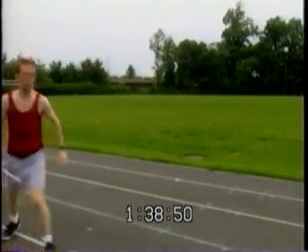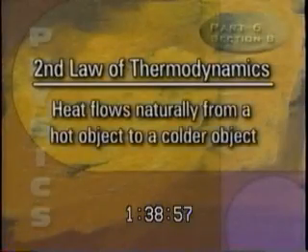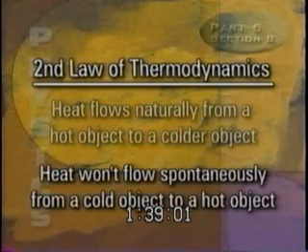Heat energy flows from the hotter object to the colder one. The second law of thermodynamics says that heat flows naturally from a hot object to a colder one. Heat will not flow spontaneously from a cold object to a hot object.